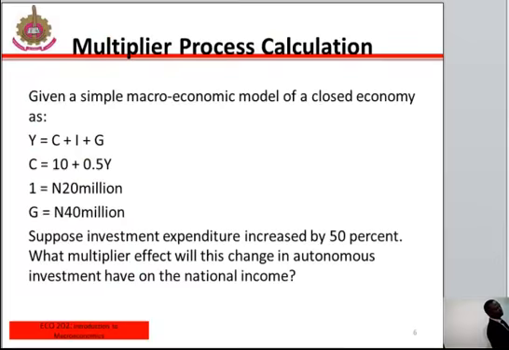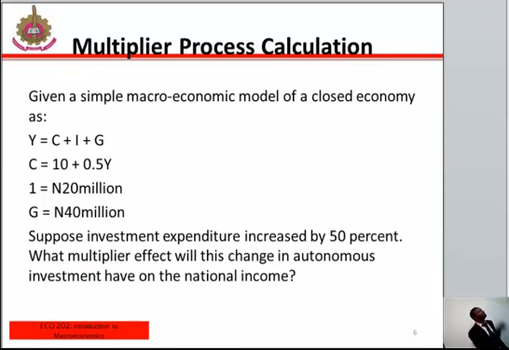So now, let's try to work out the multiplier process calculation. If you look at the example given above, we have a simple macroeconomic model of a closed economy as Y equals C plus I plus G, C equals 10 plus 0.5Y, I is equal to 20 million naira, and G is 40 million naira. Suppose investment expenditure increased by 50%. What multiplier effect will this change in autonomous investment have on the national income?